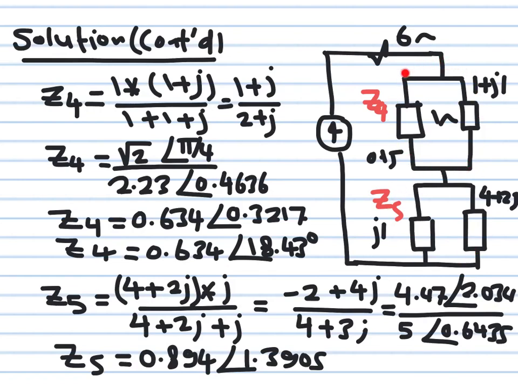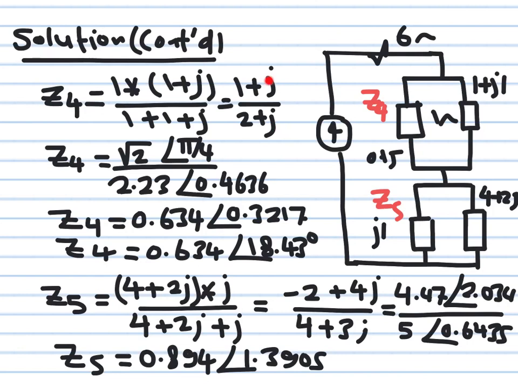I'm going to call this parallel combination Z4. So Z4 is 1 ohm in parallel with 1 plus J1. I'm going to use exactly the same expression for the parallel combination: 1 multiplying 1 plus J1 over 1 plus 1 plus J1. This will give me 1 plus J divided by 2 plus J. And this is, of course, J1. When I say J, it means J1, okay? So I'm not going to correct this one here.